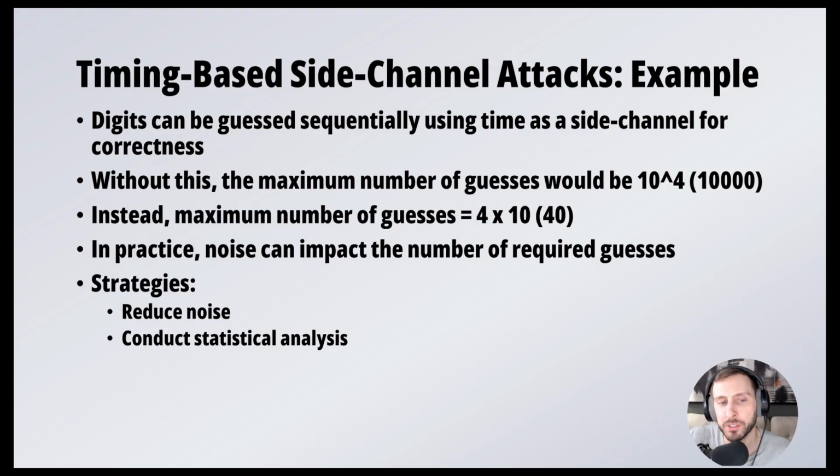But if we make use of the timing channel and we use time to determine when we've hit a correct digit, then instead the maximum number of guesses is actually reduced to a guessing space of 40. So from a guessing perspective, it makes it a lot more practical for us to be able to conduct a guessing attack to determine this pin.